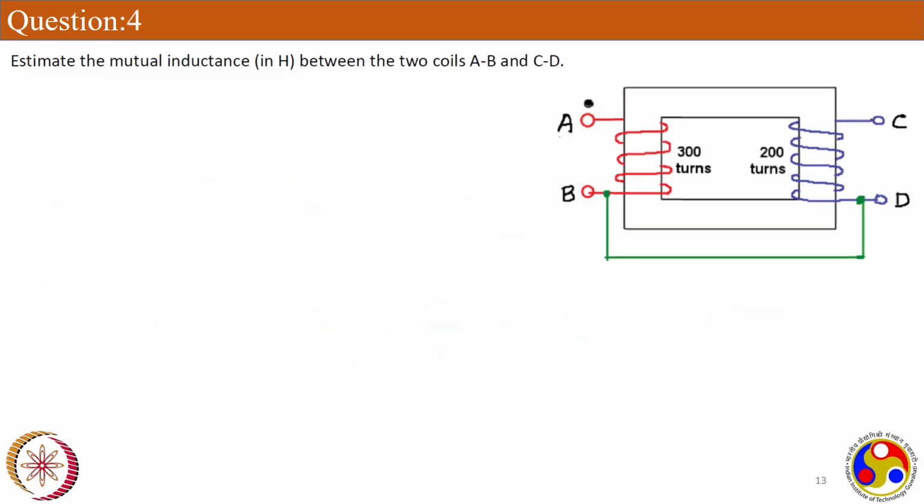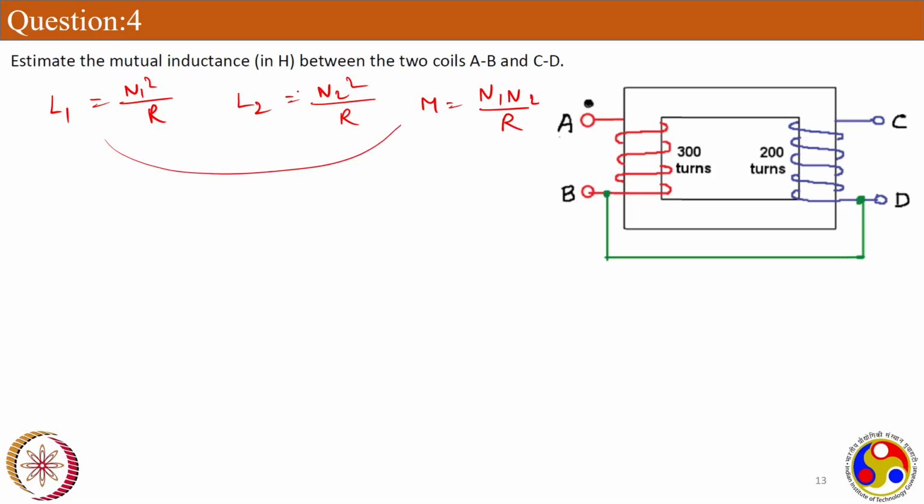Okay, we have already estimated the self-inductance. Now they are asking us to estimate the mutual inductance between AB and CD. Anyhow, the mutual inductance will be the same value, and I'm just writing the formula here. L1 I know, N1 square by R. L2 I know, N2 square by R, and mutual is N1 N2 by R. Right? You can take the ratio of any two if you want M. So you can take L1 by M or L2 by M. I'm taking L1 by M.